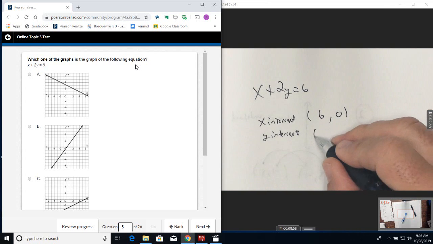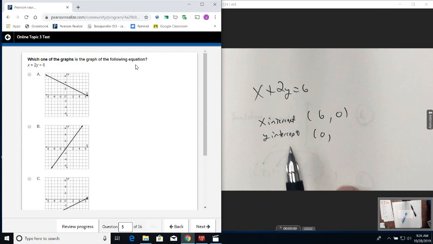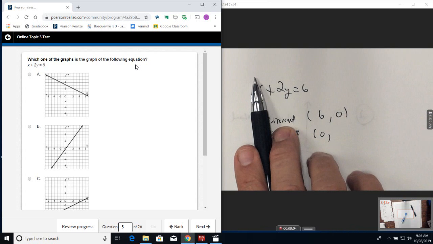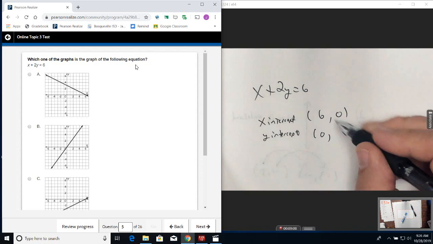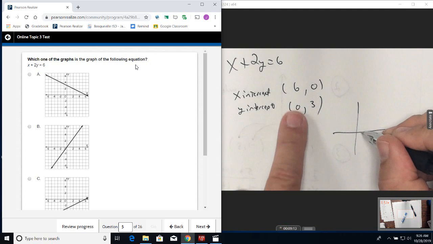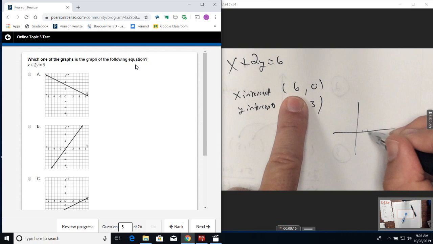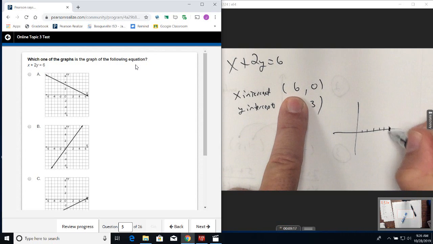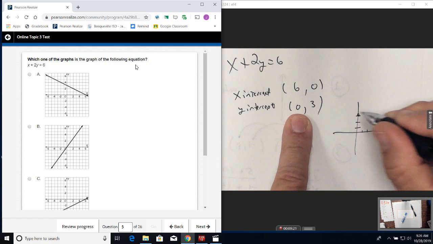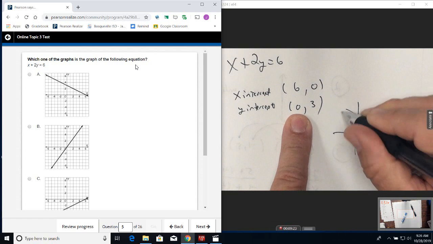What's the y-intercept? Well, that's where x is 0. So set x equal to 0, and just figure out 2 times what is 6? 2 times what is 6? It'd be what? 3. Why is that helpful? Because it's easy to sketch the graph now. This crosses the x-axis at 1, 2, 3, 4, 5, 6. This crosses the y-axis at 0, 1, 2, 3. There's a sketch of the graph.